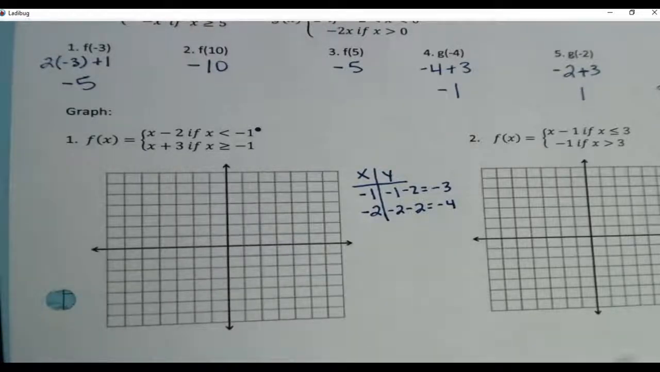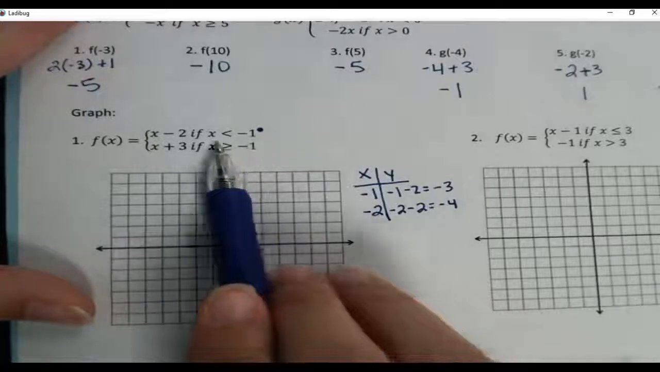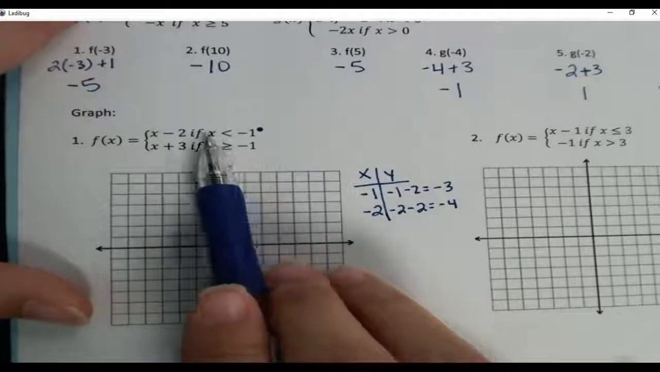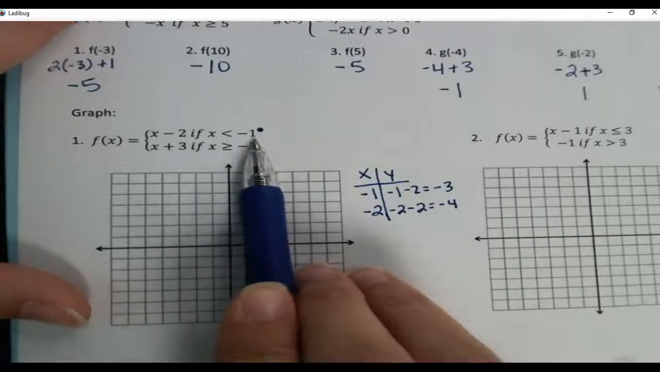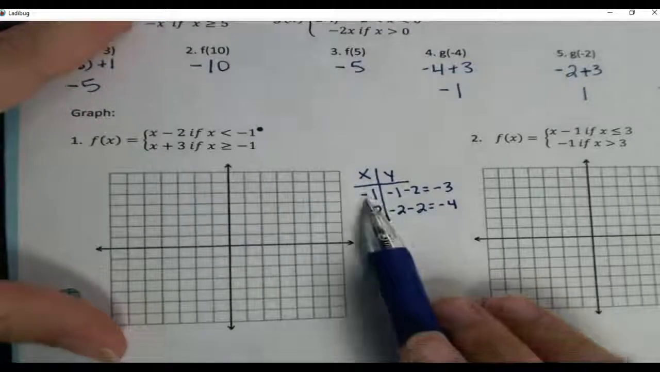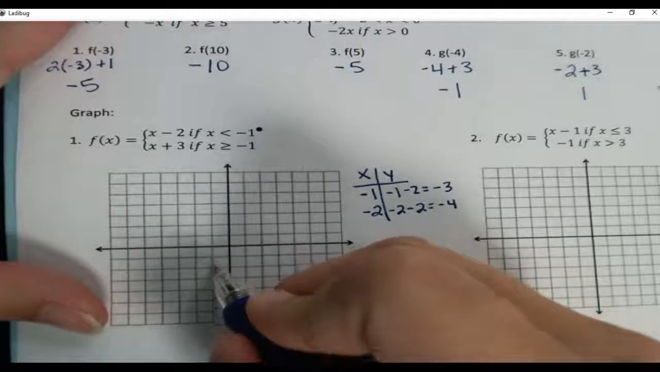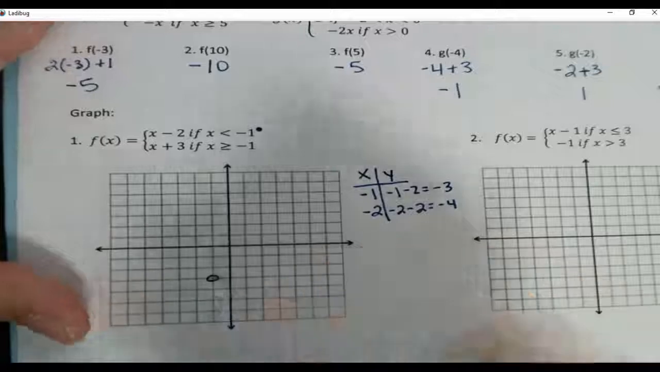Questions? Okay. So the first one, negative 1, negative 3, that's what the equation gave me. So if x is less than negative 1, is that an open circle or closed circle when you're graphing it? Open. So if it's just less than or just greater than, it's an open circle. So I have an open circle at negative 1, negative 3. So negative 1, 1, 2, 3.